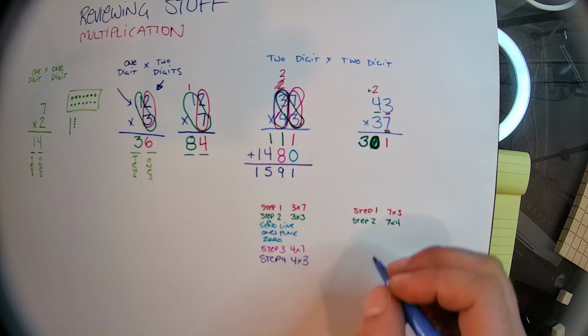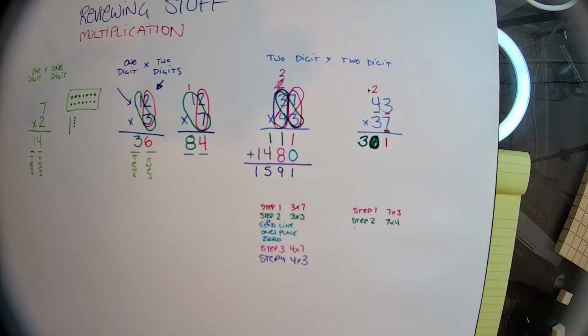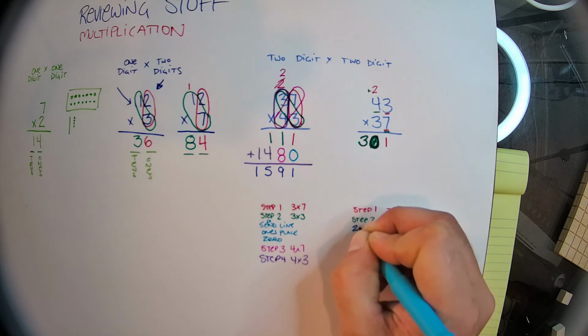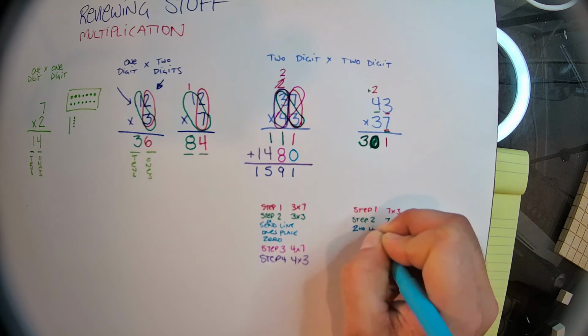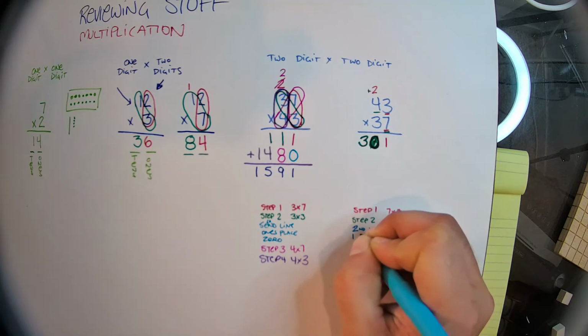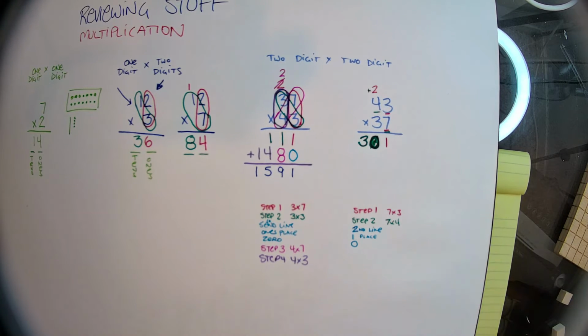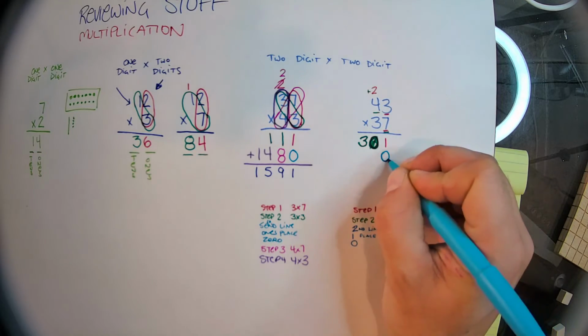So don't forget, on the next part, we have to do the very, very important part. Second line, ones place, 0. All right, so second line, ones place, we have to put the 0.